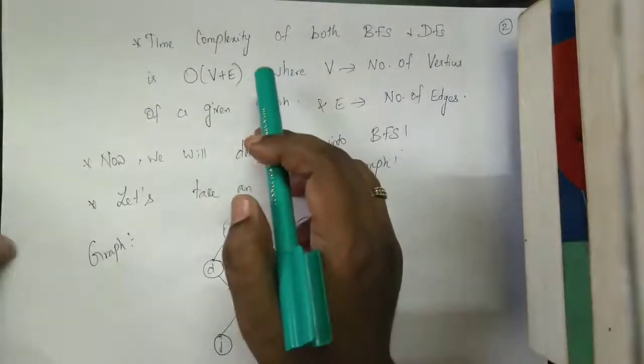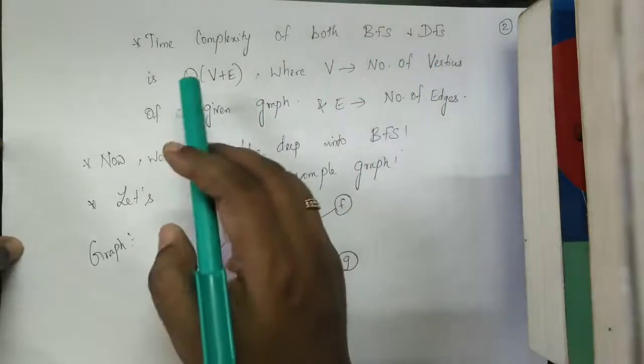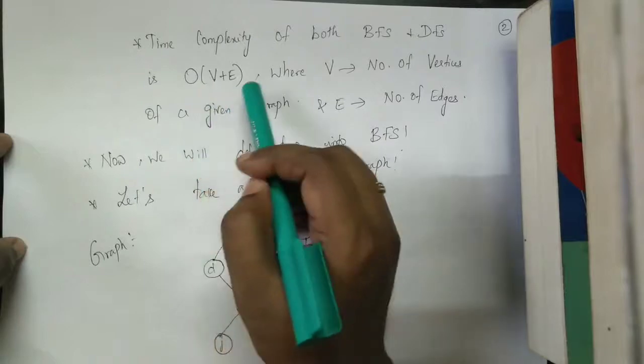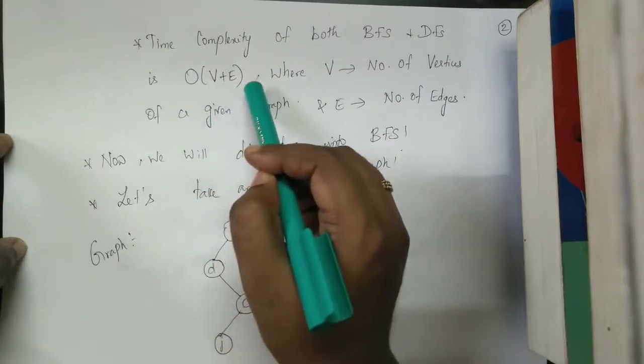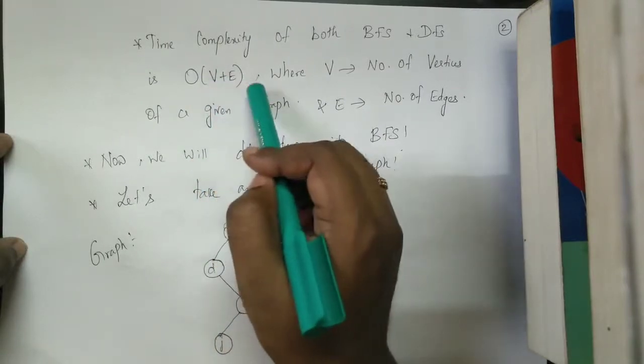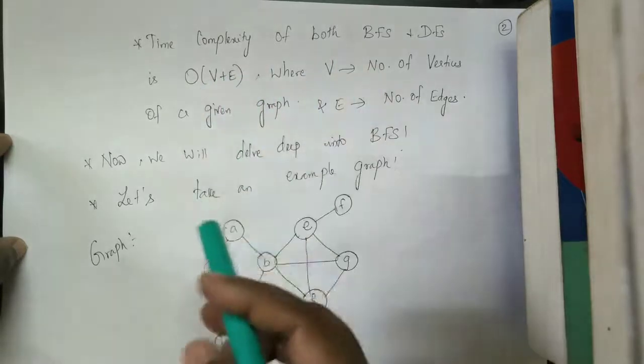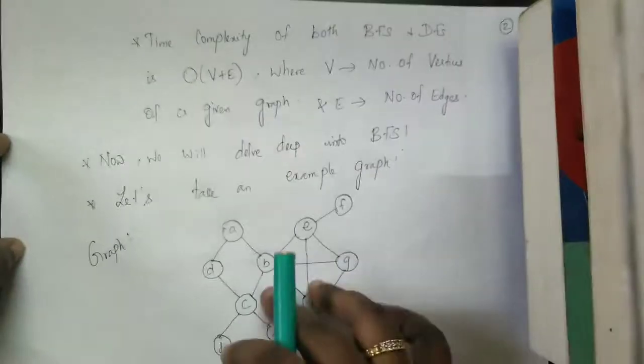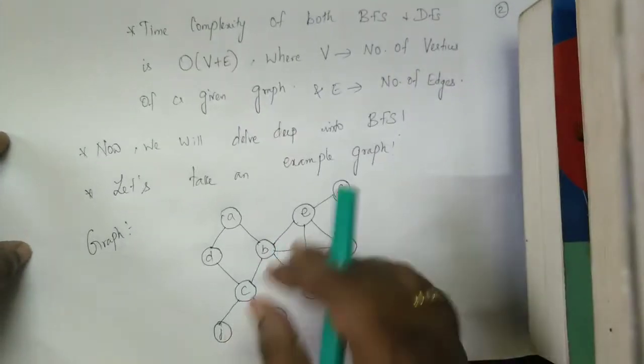Talking about the time complexity of both BFS and DFS, they both have order of vertices plus edges, where V denotes the number of vertices of a given graph and E denotes the number of edges. Now we will delve deep into BFS.